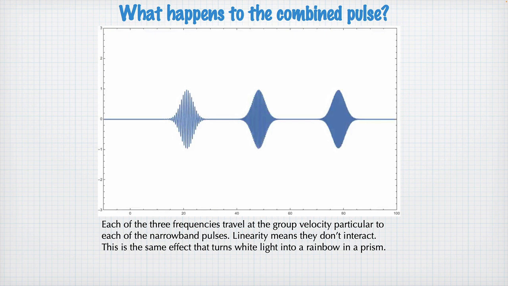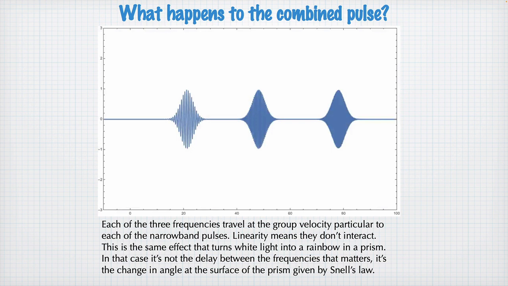In the case of white light exiting a prism, the different refractive indices means that Snell's law is different for each of the colours of light, for each of the different frequencies, and so we get an angular separation of the colours of light, but it's dispersion nonetheless. And rather than separating pulses in time or space, Snell's law separates the colours of light in angle.